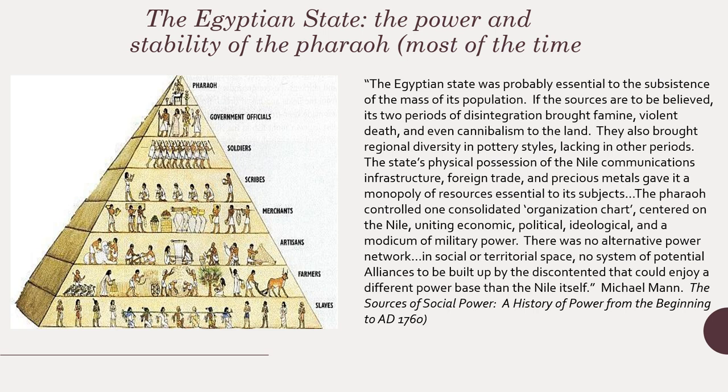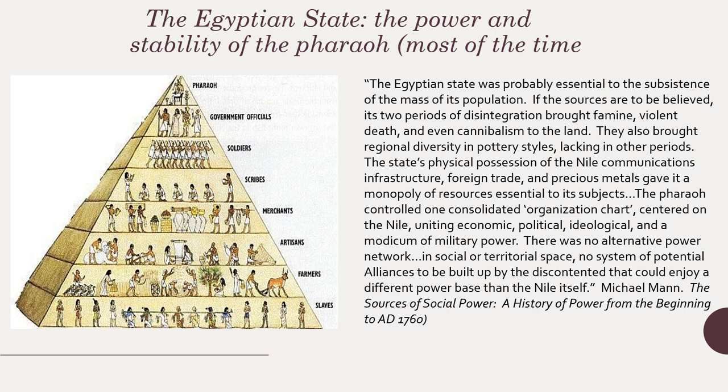So taking from what Professor Mann said in the last slide, the Egyptian state was probably essential to the subsistence of the mass of its population. If the sources are to be believed, its two periods of disintegration, the two intermediate periods, brought famine, violent death, and even cannibalism to the land. They also brought regional diversity in pottery styles, lacking in other periods.